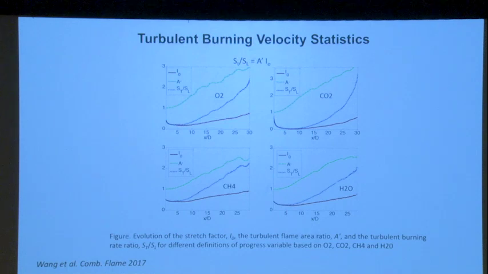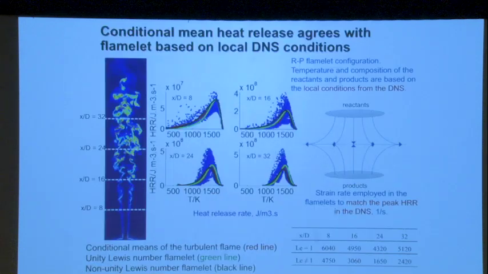But in general, you get about a several-fold increase in the turbulent burning velocity, primarily due to area surface density increase from the wrinkling of the flame, whereas the consumption rate, especially in the upstream area, is actually decreased.